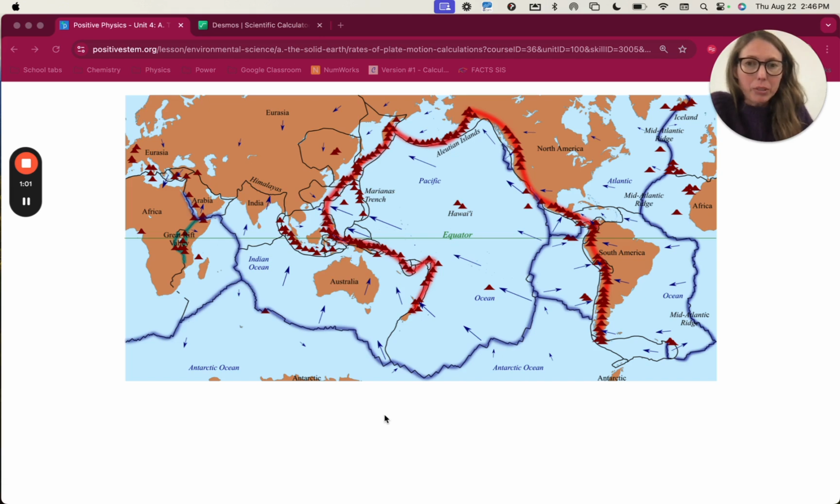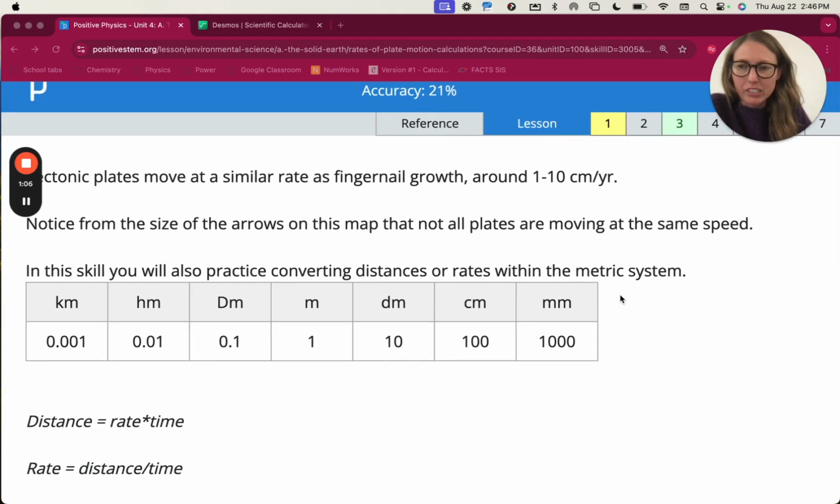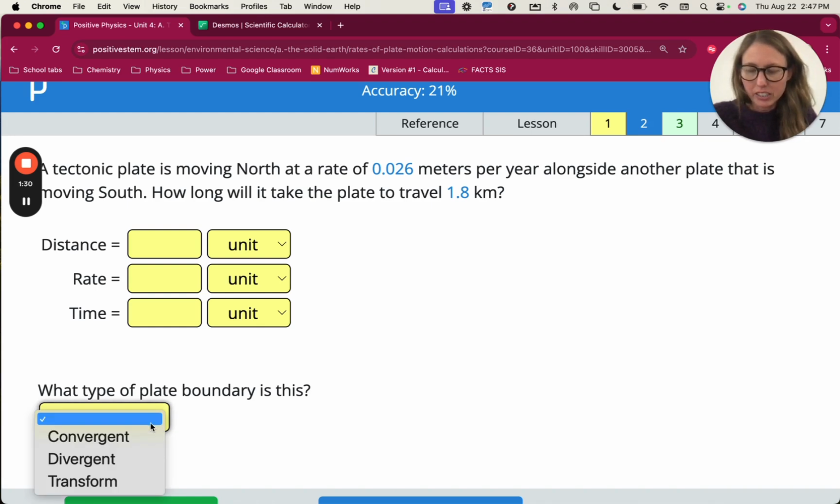You'll also want to be familiar with doing some conversions in the metric system, so we'll practice that. I have this little chart that might help you in the lesson section of the metric conversions. So let's try one together. A tectonic plate is moving north at a rate of 0.026 meters per year alongside another plate moving south. Once you read the part that says which way the plates are moving, you can try to answer this question. So this would be a transform boundary.